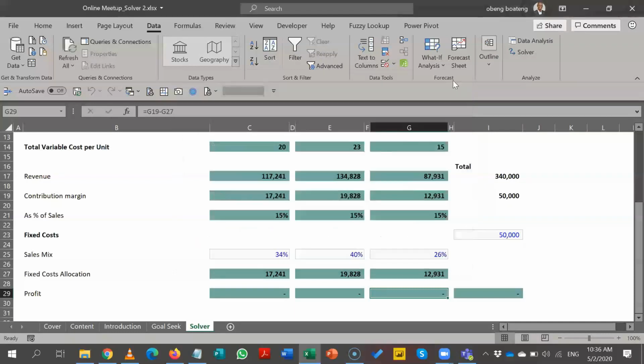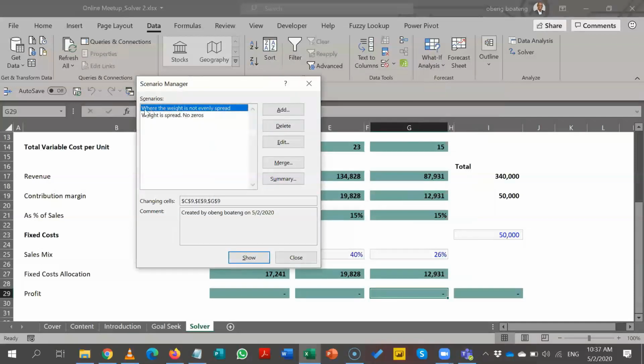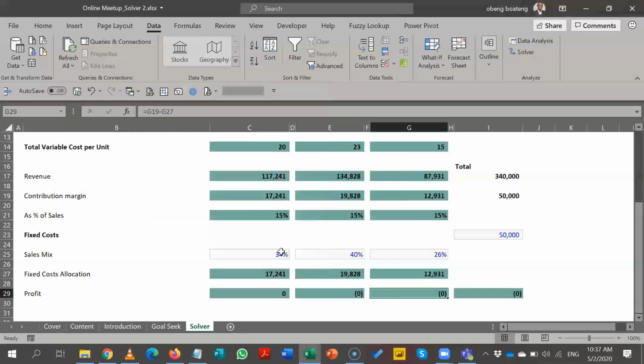Now, if I go to What-If Analysis and go to Scenario Manager, again, I see the two options: where the weight is not evenly spread, show. Where the weight is spread, no zeros, show. So this is an effective way to explore more options, adding constraints, taking away some, but you can save and show them separately in your presentation. So that is about that.